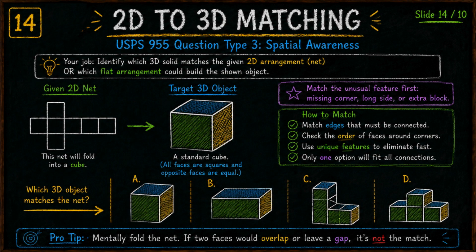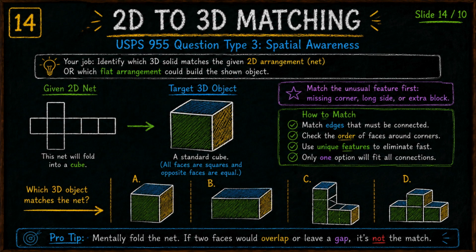Do not only compare the general shape. A wrong answer can look close but have one face in the wrong place. Start by matching unique features. A missing corner, a long side, an extra block, a shaded face, a symbol, a notch. Those details are easier to track than plain square faces. Then check the order of faces around a corner.